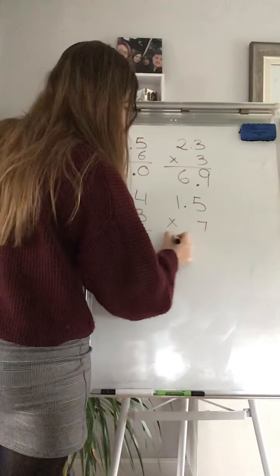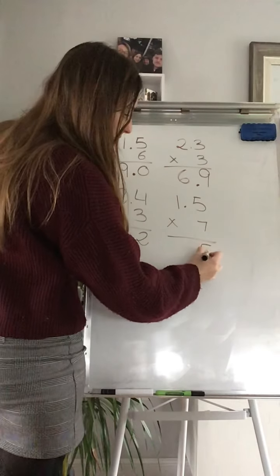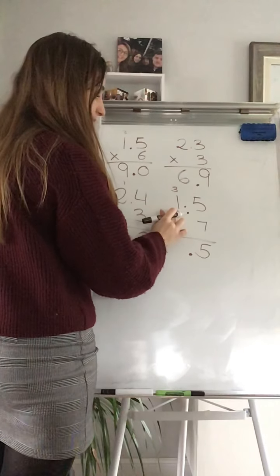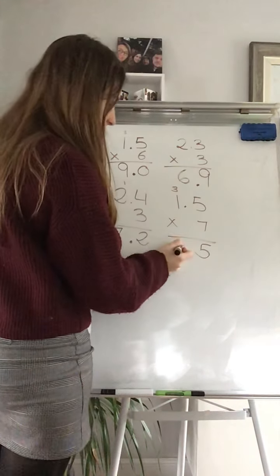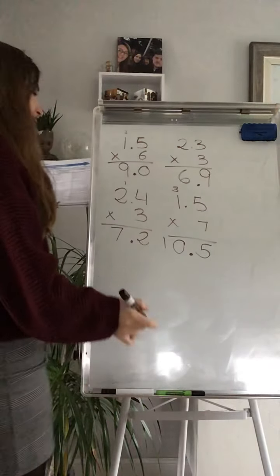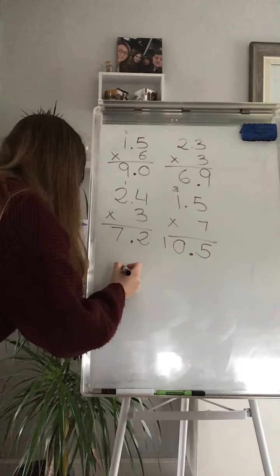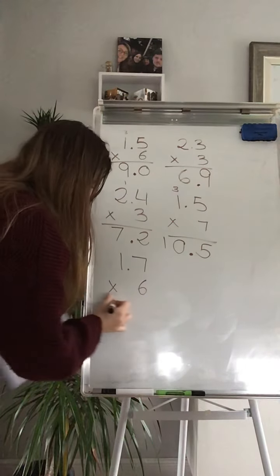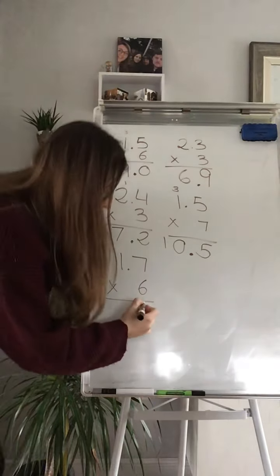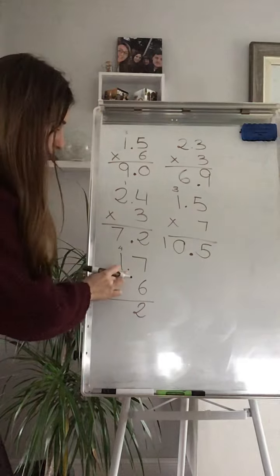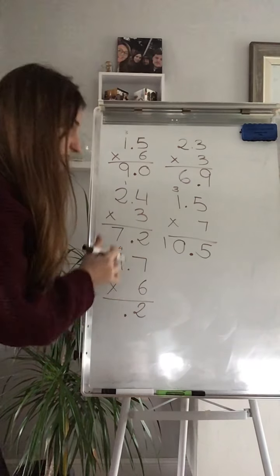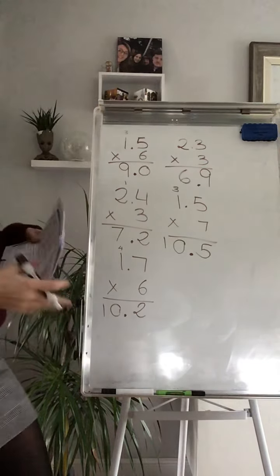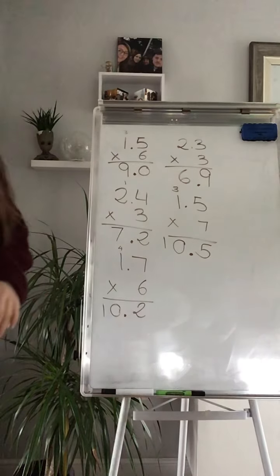Next one, 1.5 times 7. 7 times 5 is 35. Carrying that 3 with me. Decimal point. 7 times 1 is 7. Add 3 is 10. So your answer should be 10.5. And the last one, you had 1.7 times 6. 6 times 7 is 42. Carrying that 4 with me. Decimal point. 6 times 1 is 6. Add 4 is 10. So your answer should be 10.2.